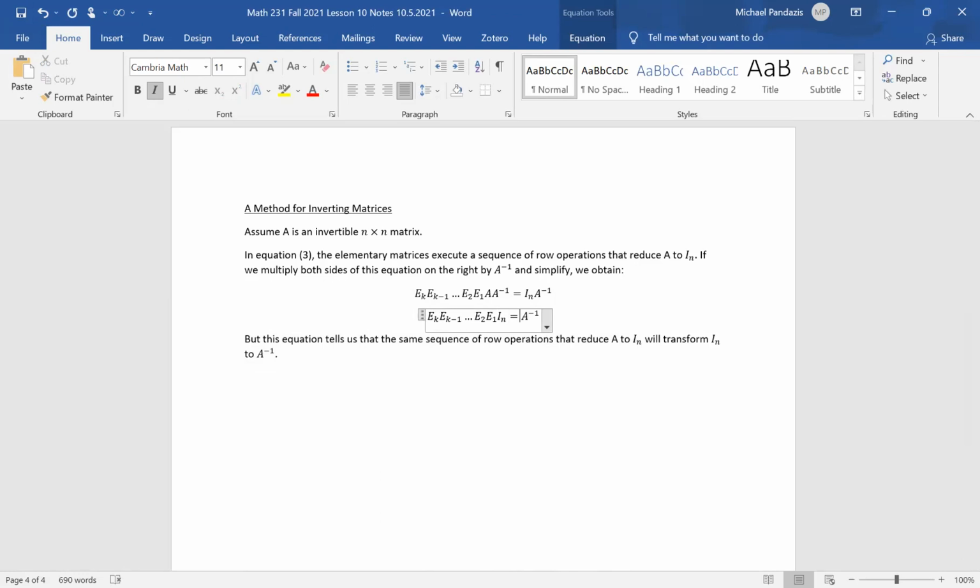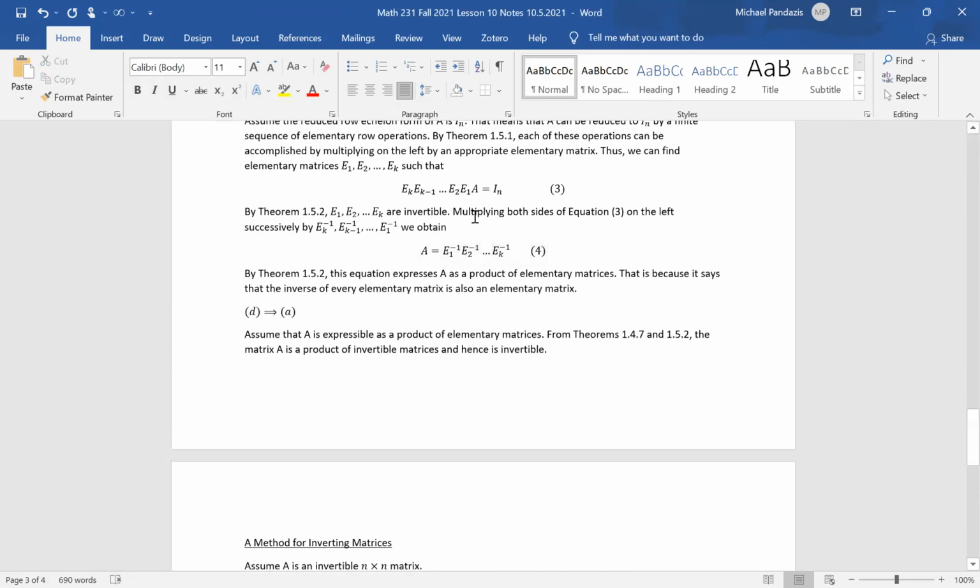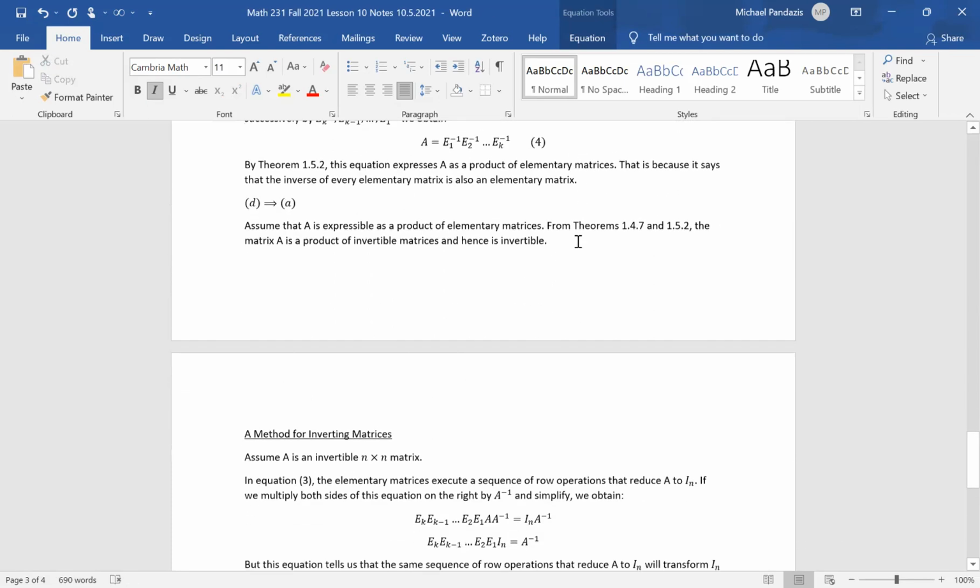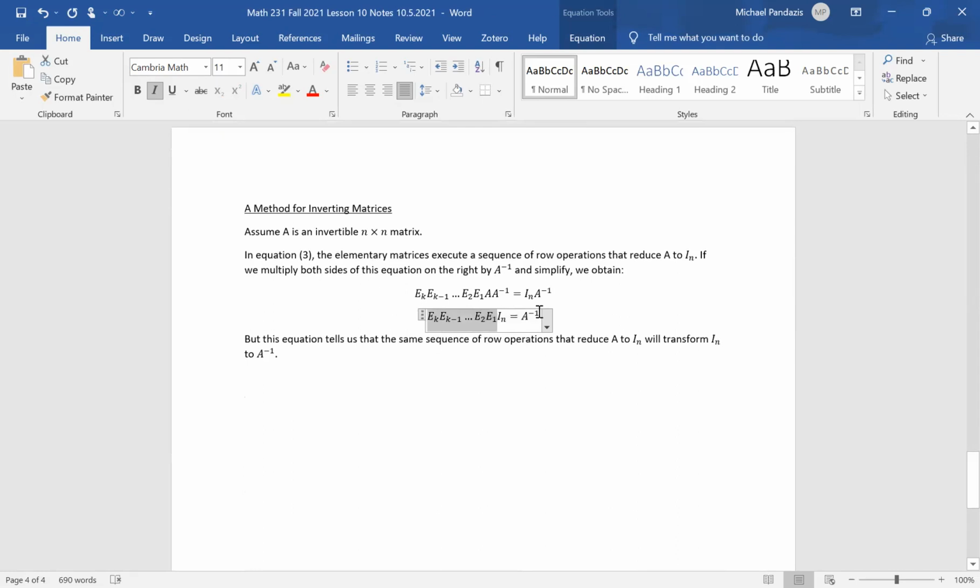Oh, sorry, I need the I sub n there. So A inverse is the product times the identity. If you start with the identity and you perform these k elementary row operations on it, you get A inverse, right? But this is the same product that you perform on A to get the identity. So this product gets you from A to the identity. It also gets you from I sub n to A inverse.